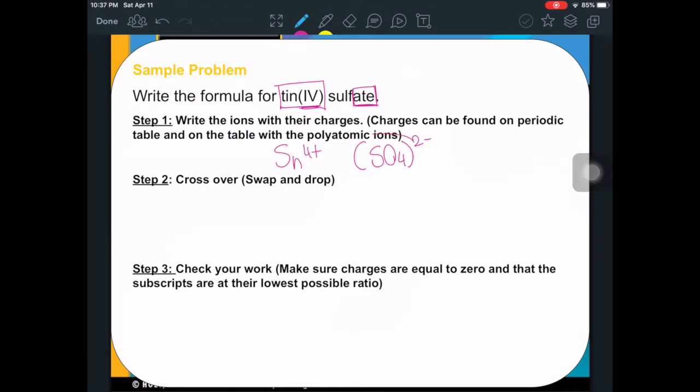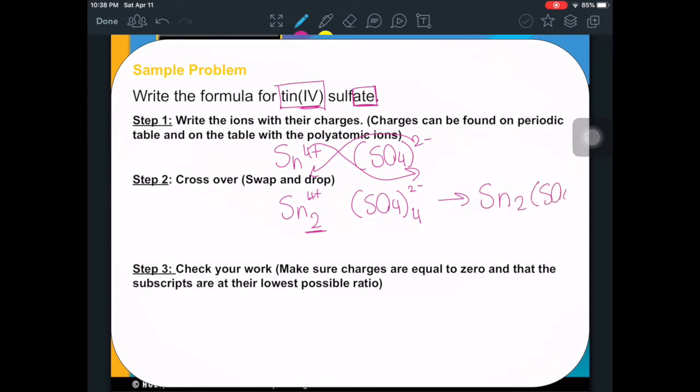So now we're going to do the swap and drop. The 2 goes down here, the 4 goes down here, so we end up getting tin 4 plus, but we have 2 tin atoms, right? Remember, in this process, we are just looking for the number of atoms or the number of ions in each one. And then we have SO4 with 2 minus, but now I have 4 of these because the 4 went from up here and went down here, which means that it should look like this. Sn2, SO4, 4.